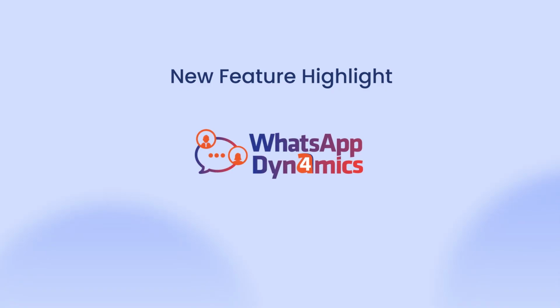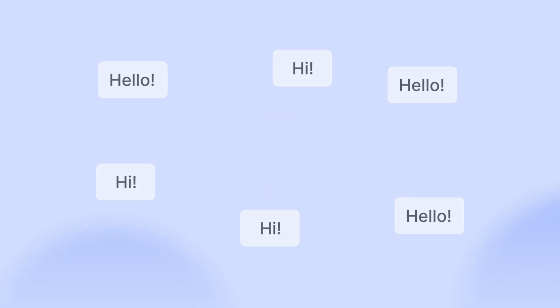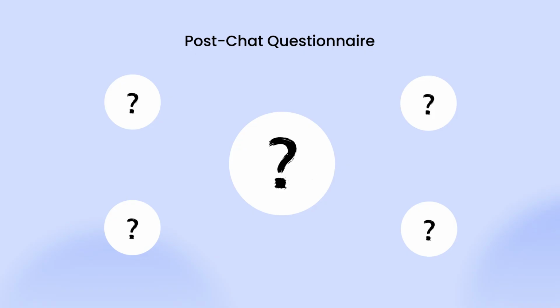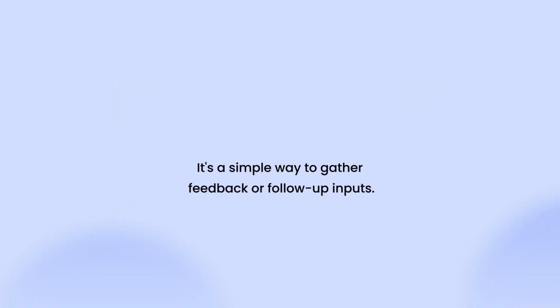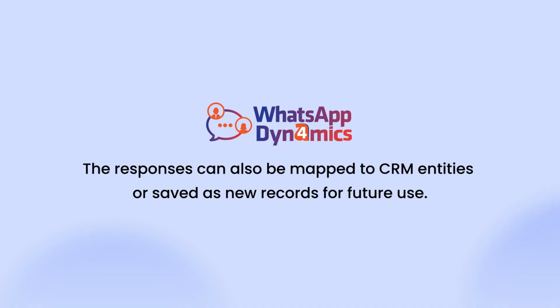Before we wrap up, here's a quick feature you'll want to check out. WhatsApp for Dynamics now supports pre-chat and post-chat questionnaires. The pre-chat questionnaire is triggered automatically when a customer sends the first message, like "Hi" or "Hello." It helps capture key details right at the start so agents have useful context before they respond. The post-chat questionnaire can be sent manually during the chat or automatically when the chat ends. It's a simple way to gather feedback or follow-up inputs. All responses are stored in CRM and are visible directly in the WhatsApp for Dynamics chat interface. The responses can also be mapped to CRM entities or saved as new records for future use.